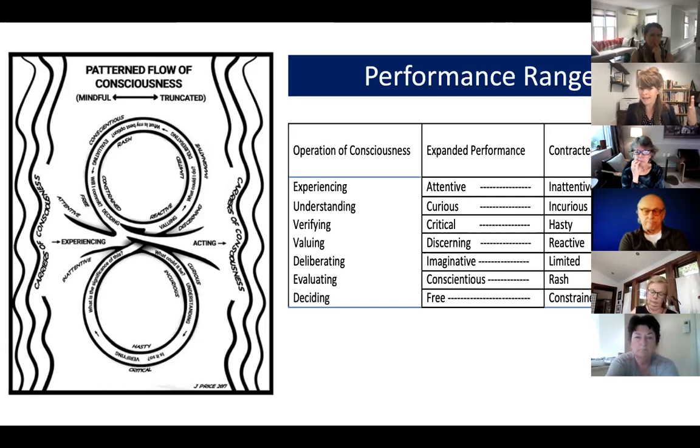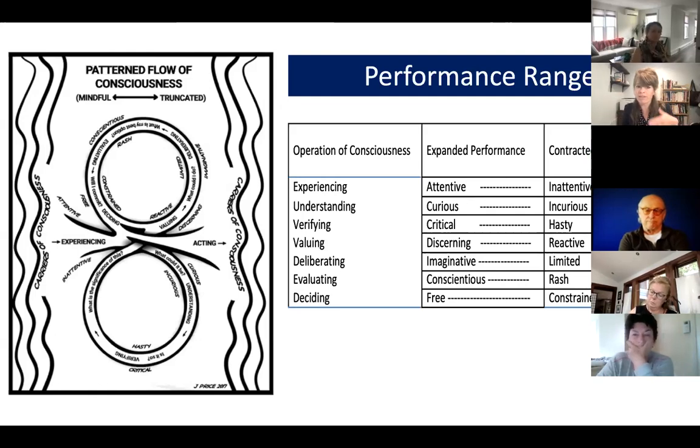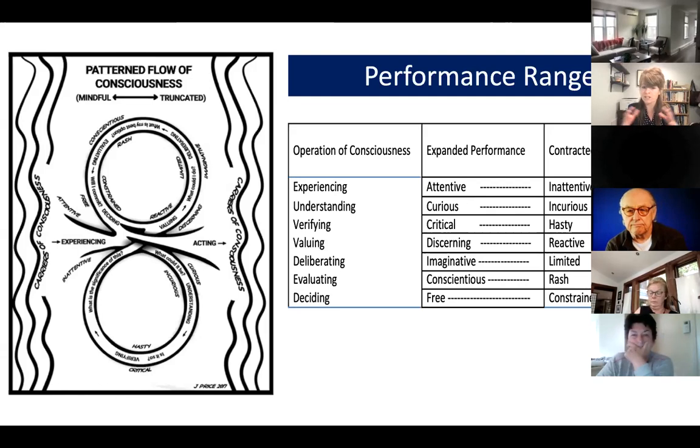With experiencing, we can be attentive, which is that expanded performance, where we are open to the data, right? Or we can be inattentive, where we're narrow, so we're only seeing the one spot where we know coconut milk usually is, maybe it moved, but we're inattentive to other possibilities of data. So experiencing goes from attentive to inattentive. In our understanding, we can be curious, which is the expanded performance on the range of curious to incurious, where we're not really asking questions. We're pretty sure there are only a couple of options for understanding our experience. In verifying, we can be critical, which is our expanded performance, to hasty, which is that contracted or truncated performance. We're not garnering enough evidence or checking why we think we know. We're just jumping to conclusions, assuming, knowing out of habit or routine.